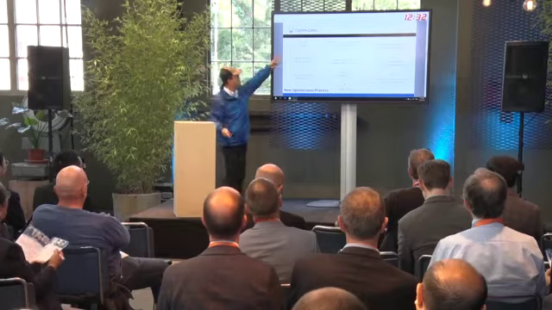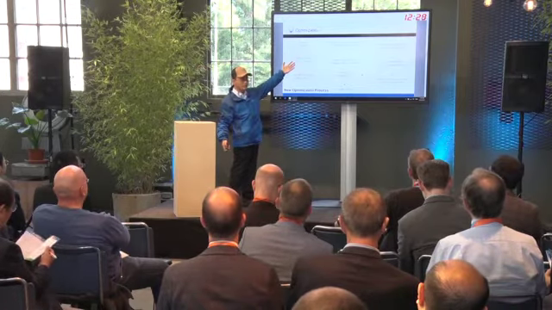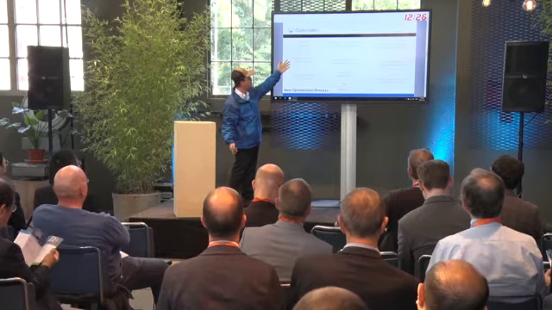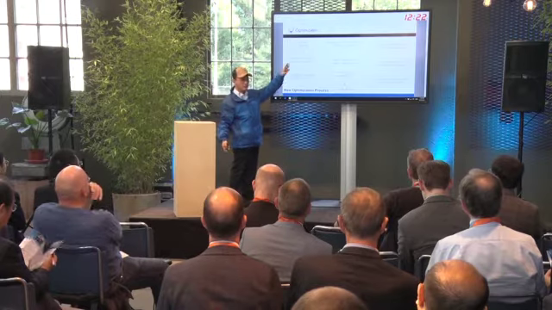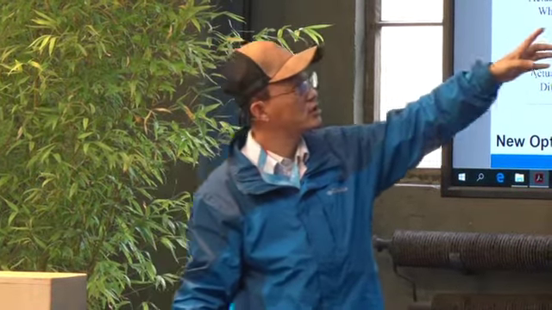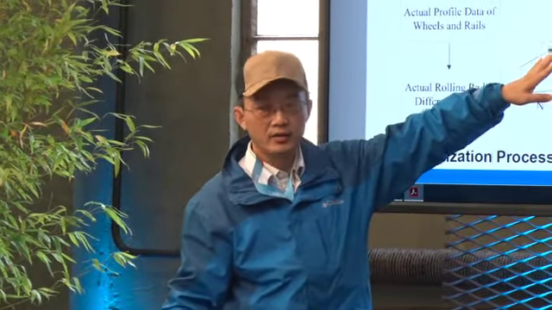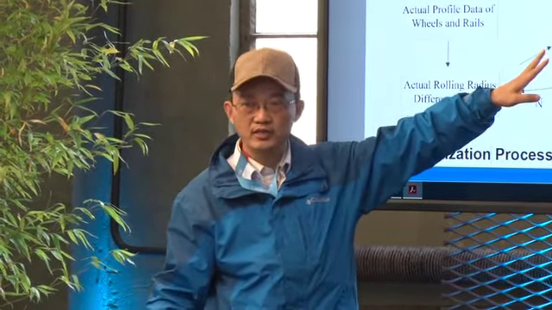And this is our method. This is the demand for the grinding, this is why you are grinding. According to this demand, we can get the data of the wheel profiles. And then we can measure the rail profiles, especially on curves. They have different profiles. And then we can modify a proper rolling radius difference.